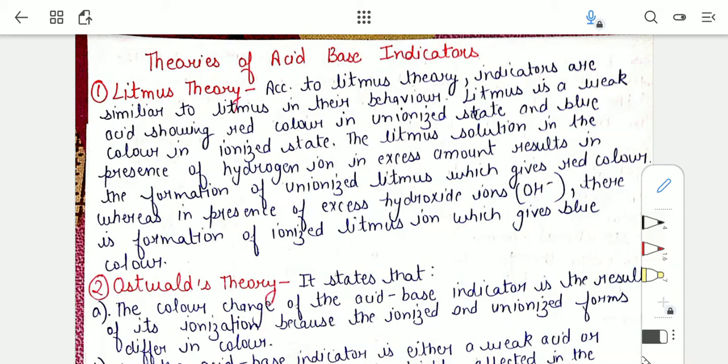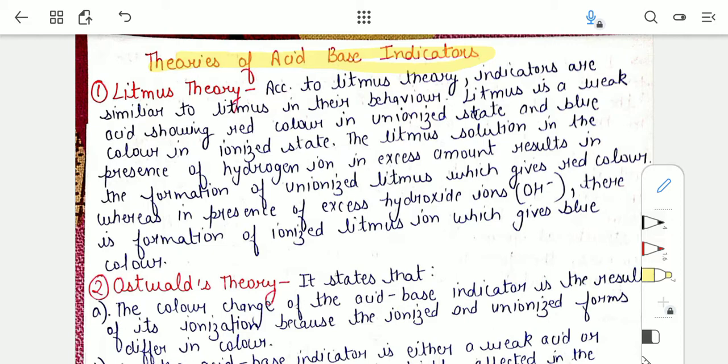So welcome everyone. In this video we will talk about the theories of acid base indicators. In the previous video we talked about theories of acid base titrations, and these are the theories of acid base indicators. So do not confuse between both of them. The theories of acid base titration are different and the theories of acid base indicators are different, and both of them are equally important. So now let us begin with this video.